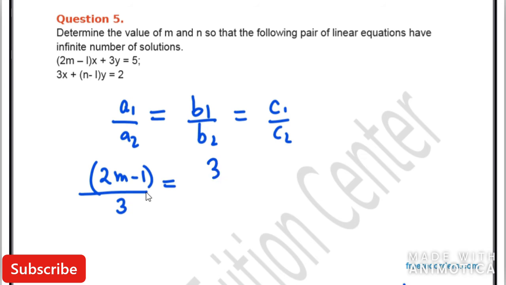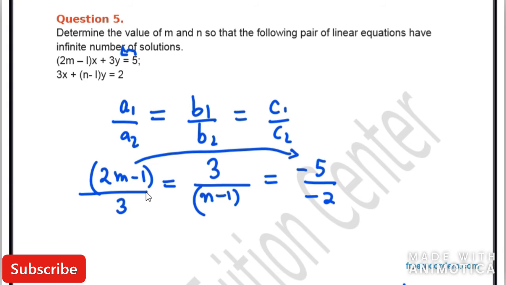Now in this case we would be putting the value of all. So a1 will be 2m minus 1, a2 will be 3, b1 will be 3, and b2 will be n minus 1, and c1 over c2, c1 is minus 5 and c2 is minus 2, because we need to put them onto the left hand side, so therefore they would be in minus sign. Now I would be comparing the first with the last and the second with the last.